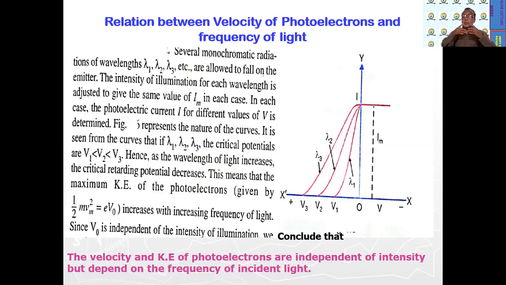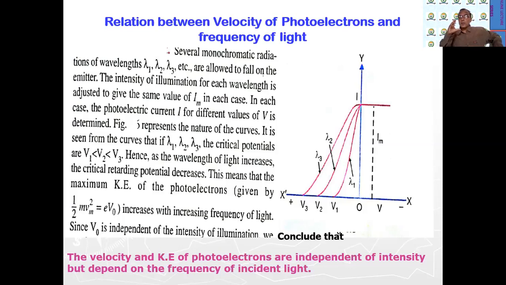Now here we are making one more conclusion: the photoelectrons emitted from the cathode C at a particular value of the incident light wavelength, lambda1, lambda2 or lambda3, have a velocity and kinetic energy that are independent of the intensity. Whether the intensity increases or decreases, the velocity and kinetic energy of the photoelectrons are not affected. But they will be affected when the frequency of the incident light, coming through the window W and falling on the cathode, changes.